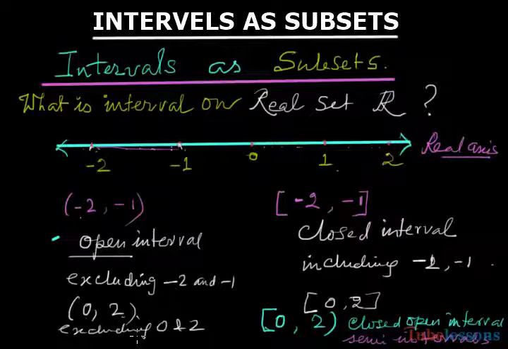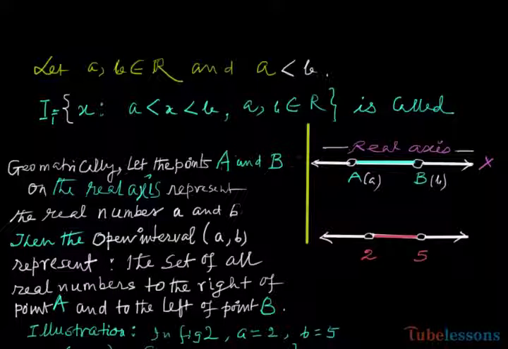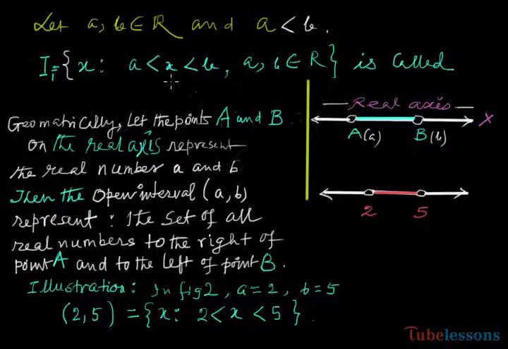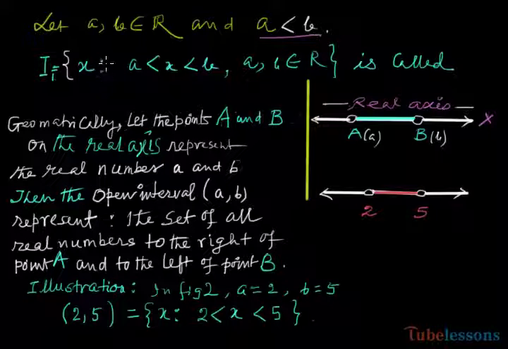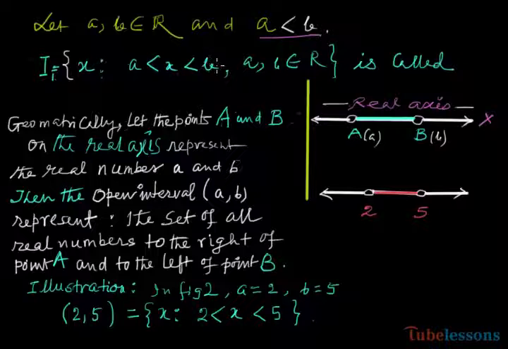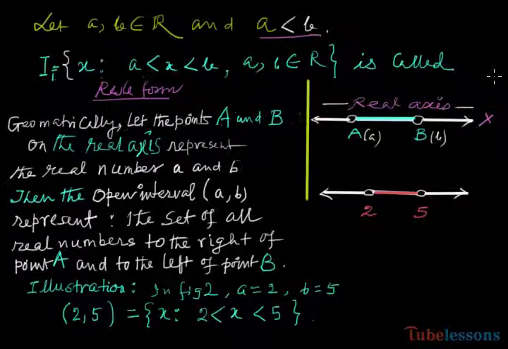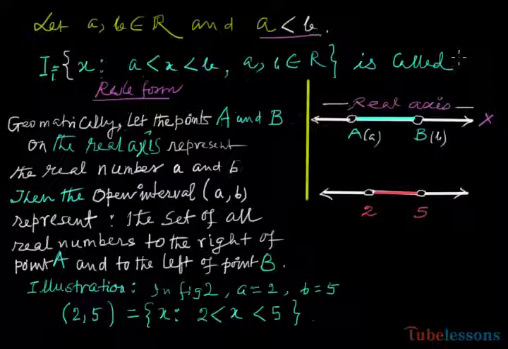So here is the meaning of intervals. Now I will consider these intervals as sets. Here let A and B belong to R. So A and B are real numbers and A is less than B. If you take, we name it interval I1, then x such that A is less than x less than B, where A and B belong to R. So this is in rule form, or in set builder form. This is called an open interval.